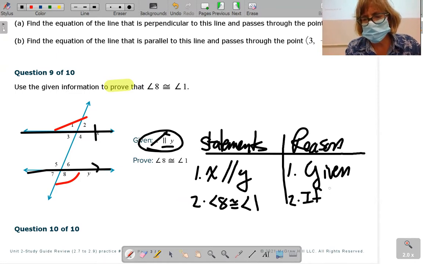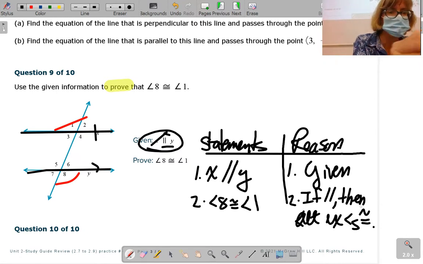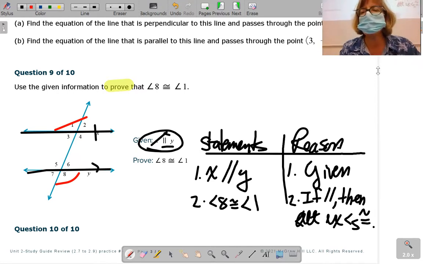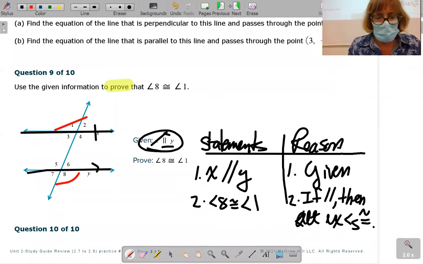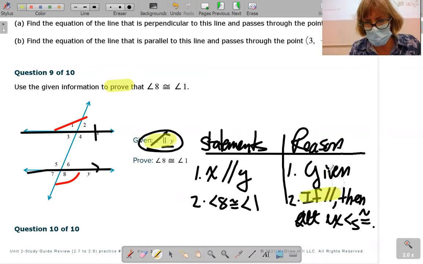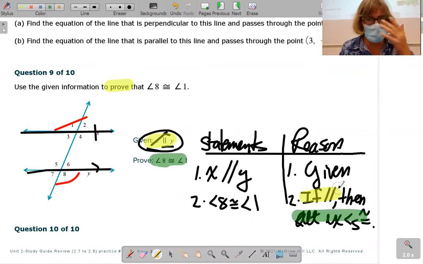if you have parallel lines, then alternate exterior angles are congruent. Why do I do alternate exterior? Because that's what 1 and 8 are. So make sure here the order is if you have parallel lines, then this is true. That's the order for number 9. Number 10, the order is exactly opposite.